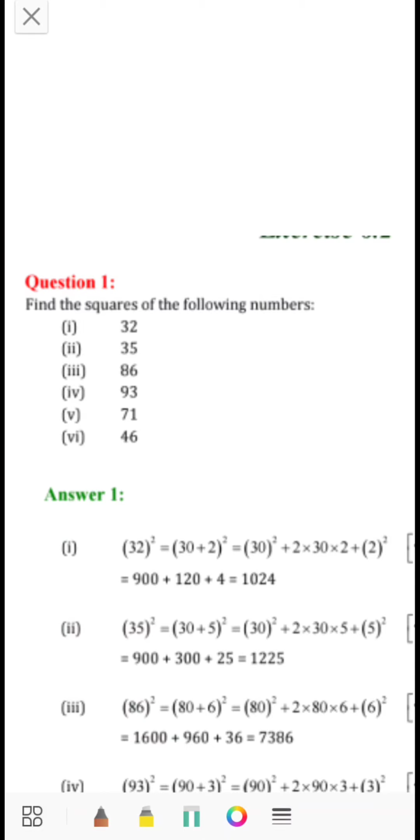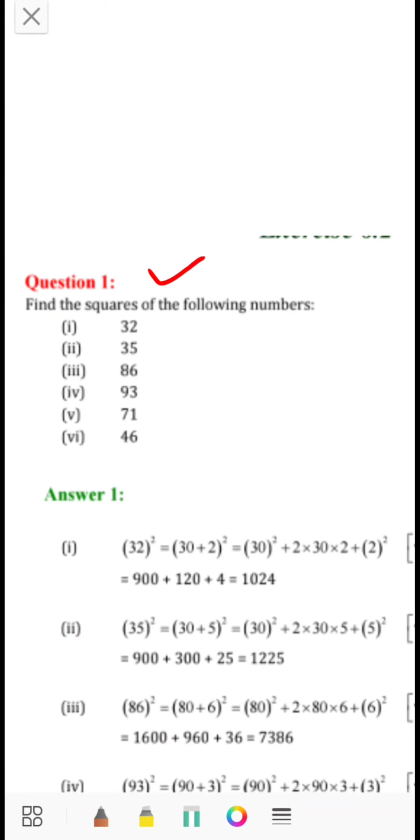In the previous video we discussed the properties of squares and square roots, and exercise 6.1 is based on those properties. Now today we will move on to exercise 6.2, and see how to solve the sums of exercise 6.2.